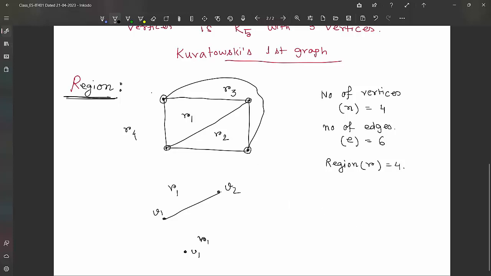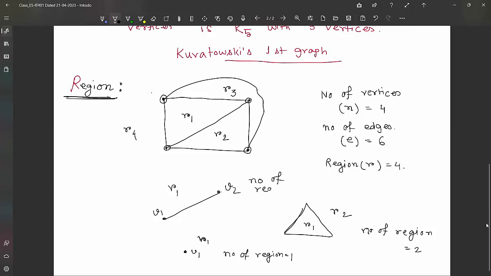If it is a triangle, then the number of regions is equal to what? 2. R1 and another outside, R2. So here the number of regions is equal to 2. And here the number of regions is equal to 1. And here the number of regions is again 1. Is it clear to everyone? Yes, sir.